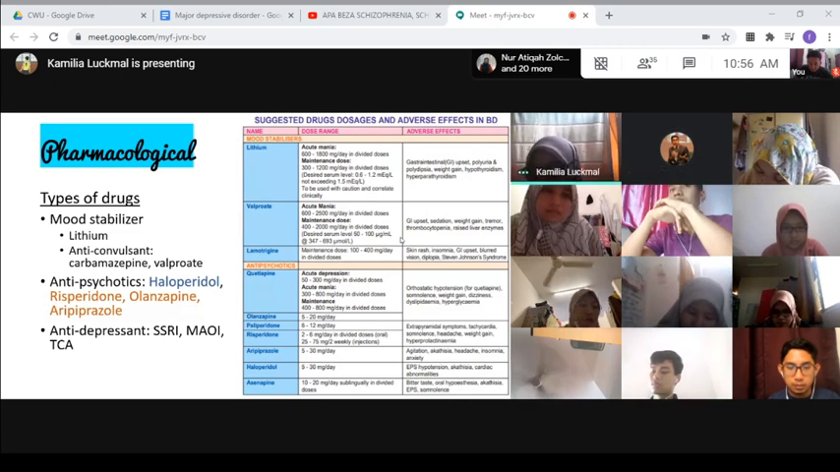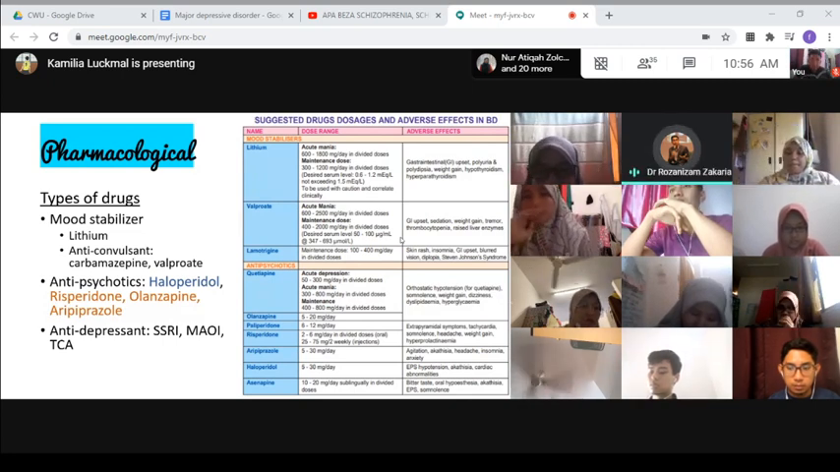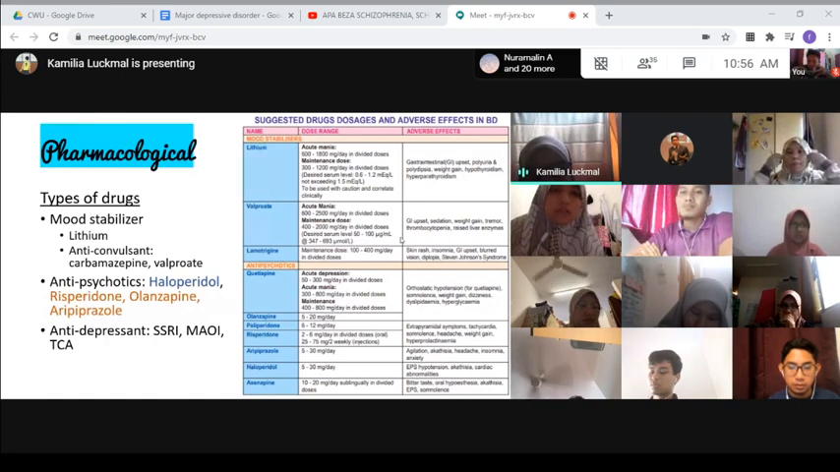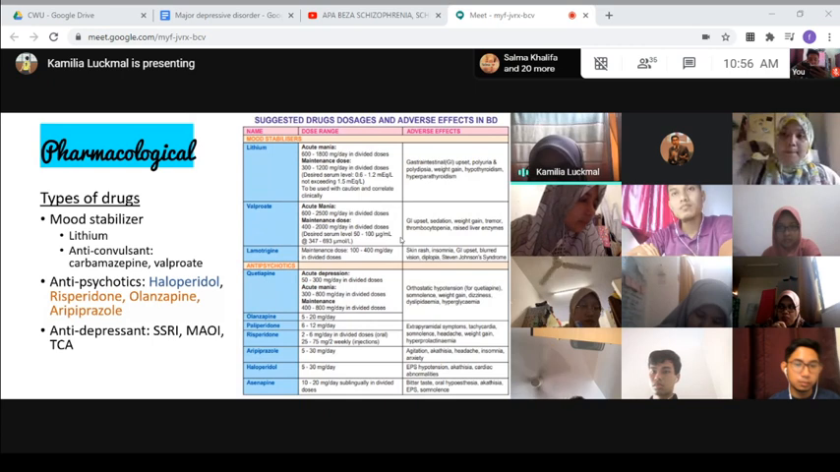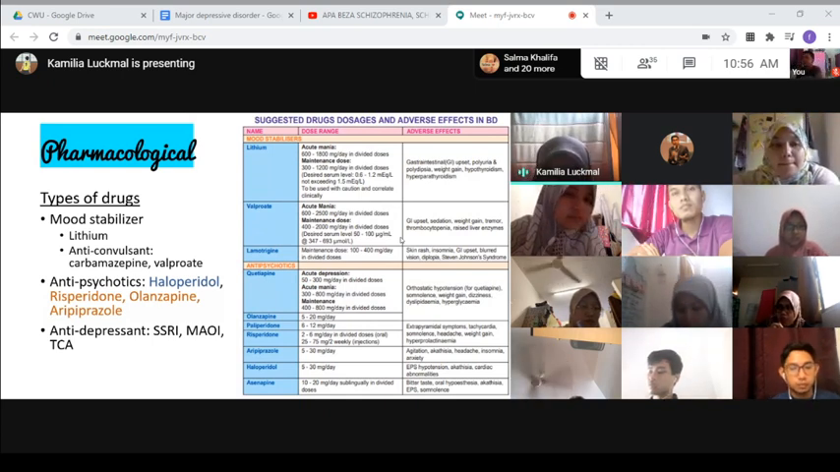Okay, carry on. Okay, for anticonvulsants, we have carbamazepine, valproic acid, and lamotrigine. These anticonvulsants have a mood stabilizing effect.